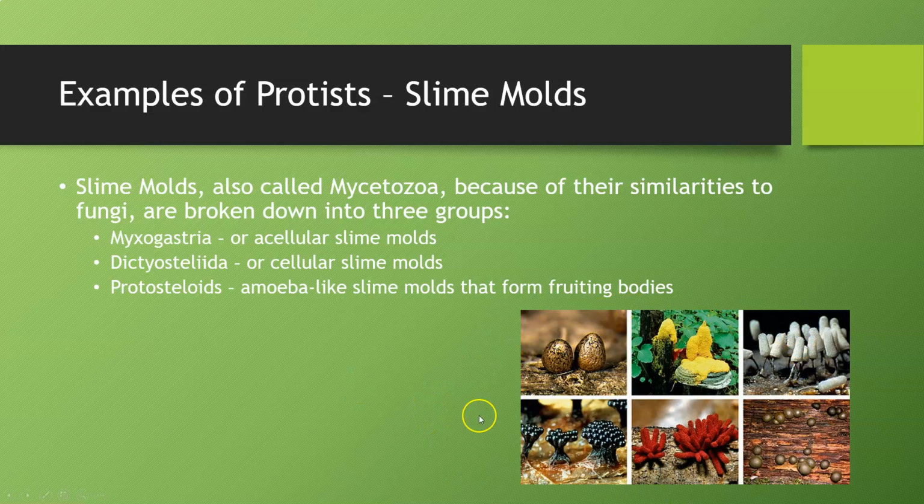So if you look at these images here, these are some visual examples of what we're talking about. Like here and here and here, we've got what would be called fruiting bodies. So these are more likely your protosteloids. This and this are probably examples of your Dictyostelids, because if you look at them, they kind of look similar to mushrooms or other types of molds that are fungi.